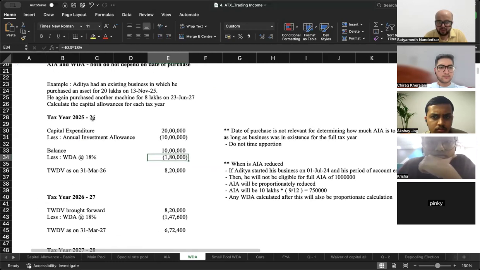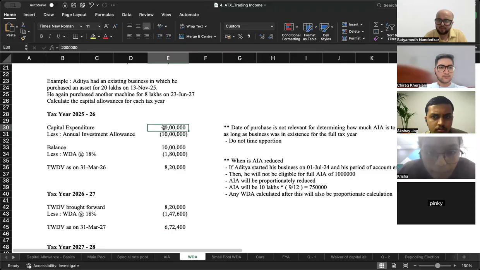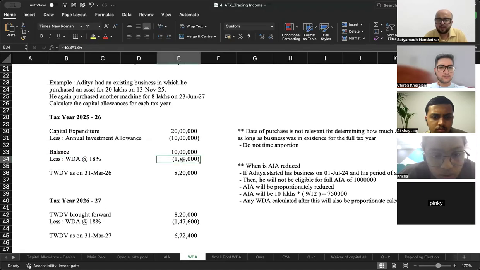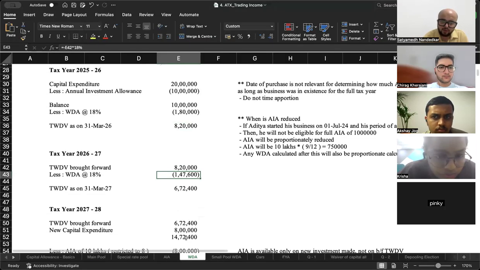So tax year 25-26, 20 lakh capital expenditure, 10 lakh AIA, balance left 10 lakh, on that you apply 18%. How much is left? Into 18%, 1,80,000 is the WDA. TWDV is 8,20,000. Carry it forward to the next year. Apply 18% WDA on that. You get 147,600 and you keep on carrying it forward to the next year.